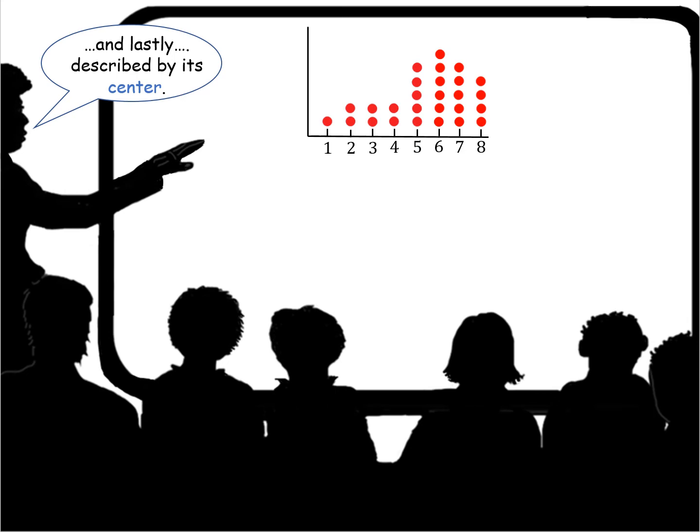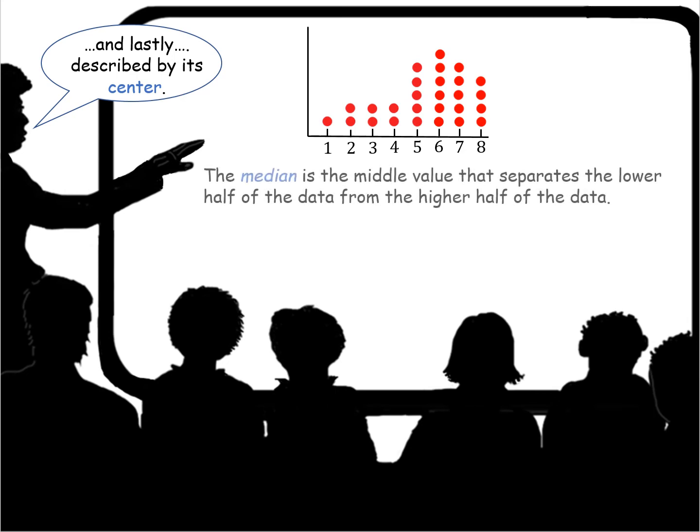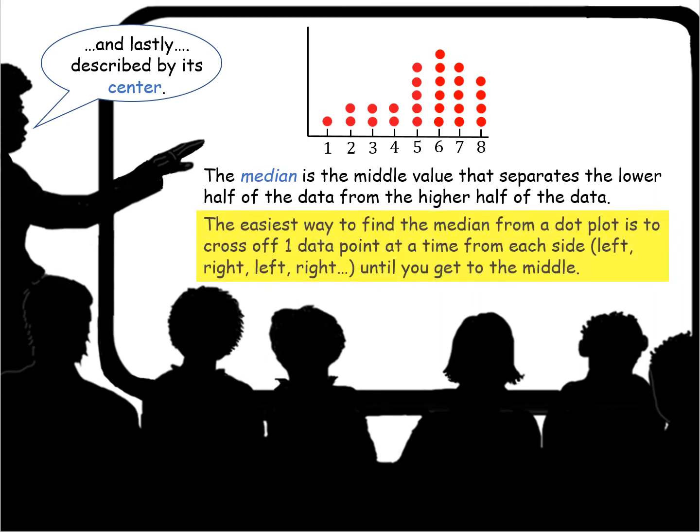And the last way we would describe our distribution is in terms of the center. The three main measures of central tendency are the mean, the mode, and the median. So the median is the middle value that separates the lower half of the data from the higher half of the data. The easiest way to find the median from a dot plot is to cross off one data point at a time from each side, left, right, until you get to the middle. You can see we're doing that now.